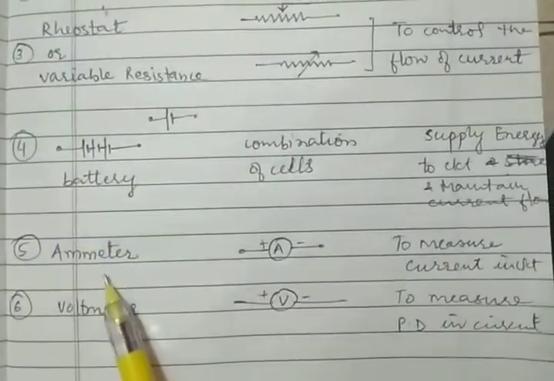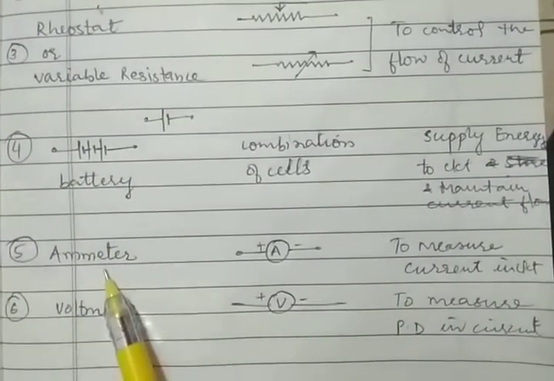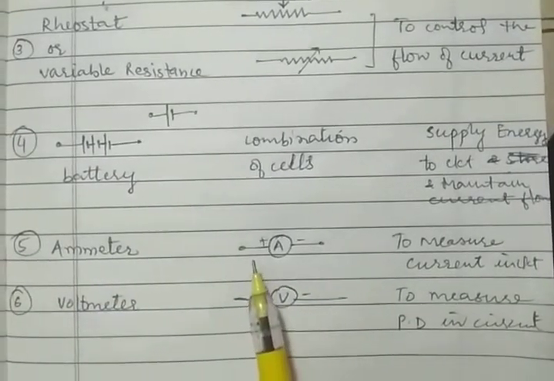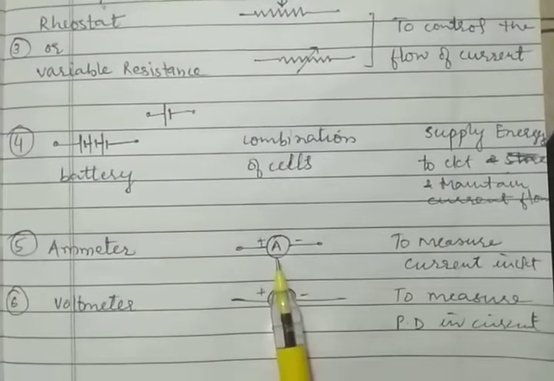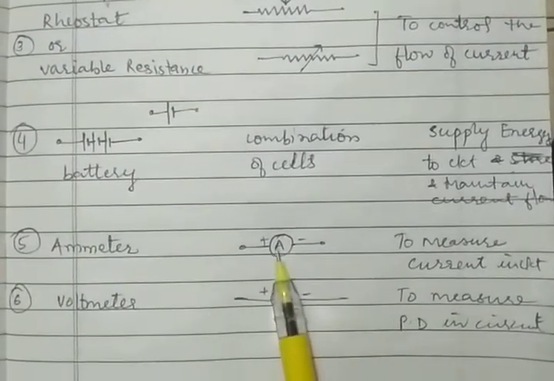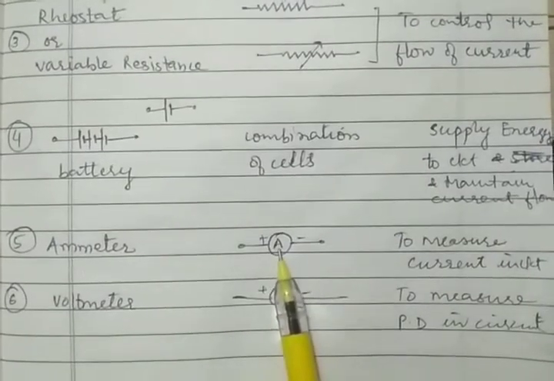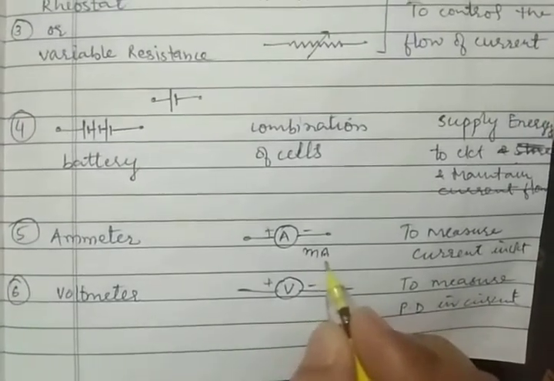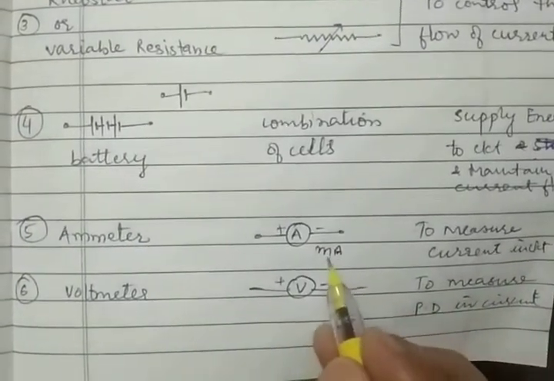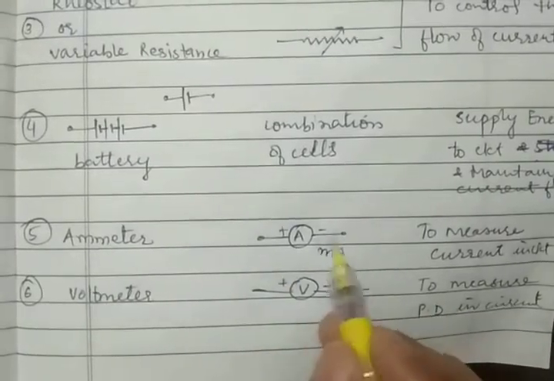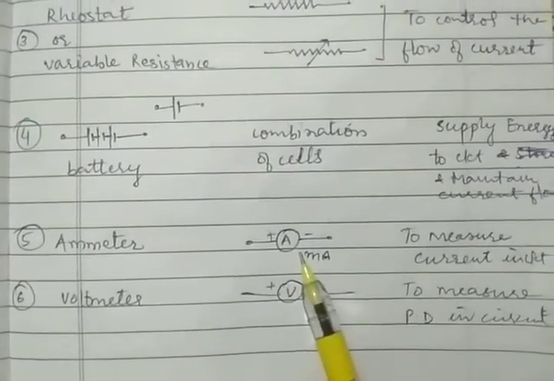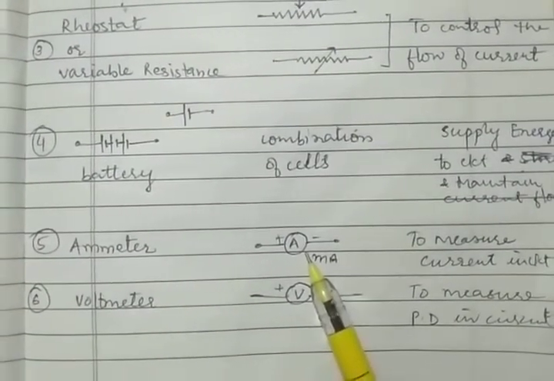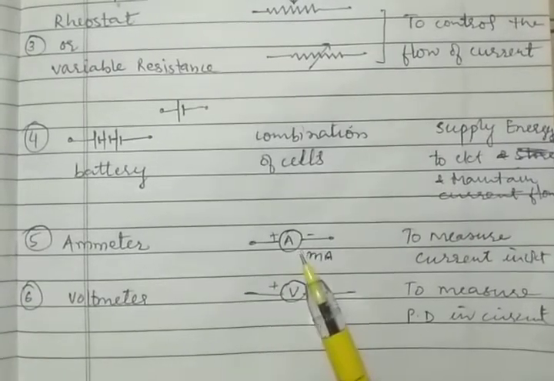When the circuit is complete, and if we need to measure the current in the circuit, the device ammeter is used to measure the current, and it is represented as A in a circle, that is ammeter, in amperes. If instead of A, mA is here, it means this is a milliammeter. It measures the current in milliamperes. These are two terminals, positive and negative. It is always connected in series, because in series the value of current is the same, and we have to measure the accurate value.